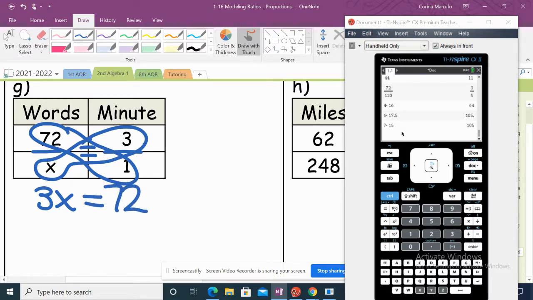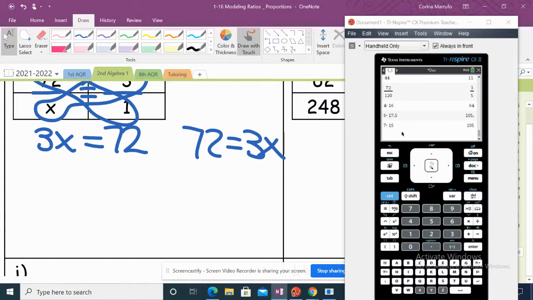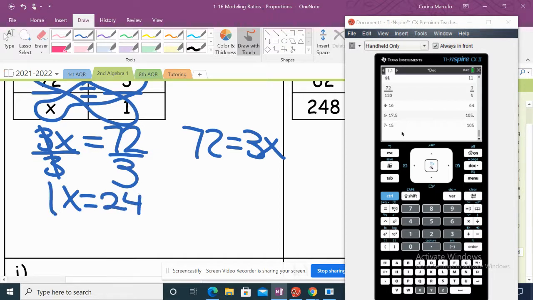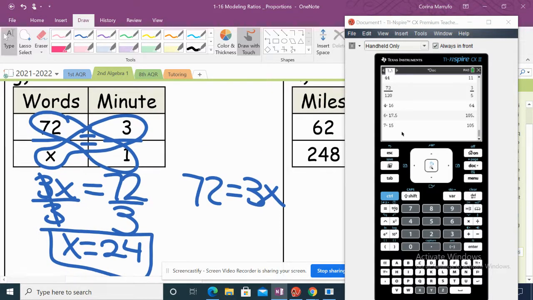Okay. Remember, it doesn't matter if you write it this way or the other way around. 72 equals 3x. It means the exact same thing. Okay. So here, if we're trying to solve for x, how do we get rid of this 3 that's in the front? We divide it. Good. So we divide by 3. What we do to one side, we do to the other side. So these 3's cancel. x equals 72 divided by 3 gives us 24. Good. So that means that this person can read 24 words in 1 minute.